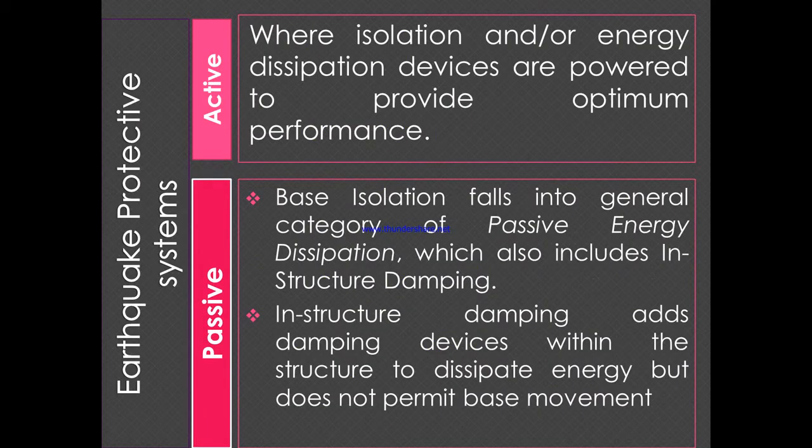Now next is the active system, where isolation and energy dissipation devices are powered to provide optimal performance. The passive protective system is base isolation, which falls into this category of passive energy dissipation, and it includes in-structure damping. In-structure damping adds damping devices within the structure to dissipate the energy but does not permit the base movement.